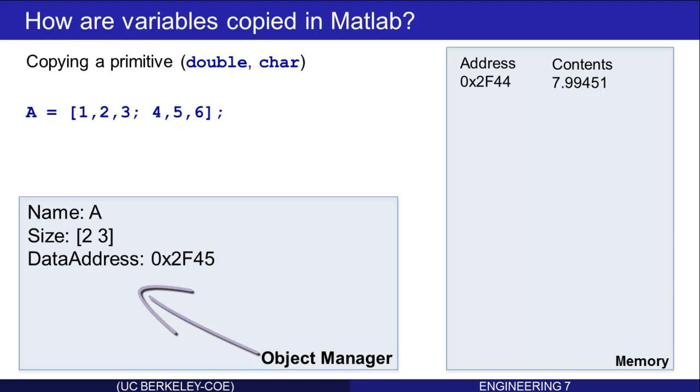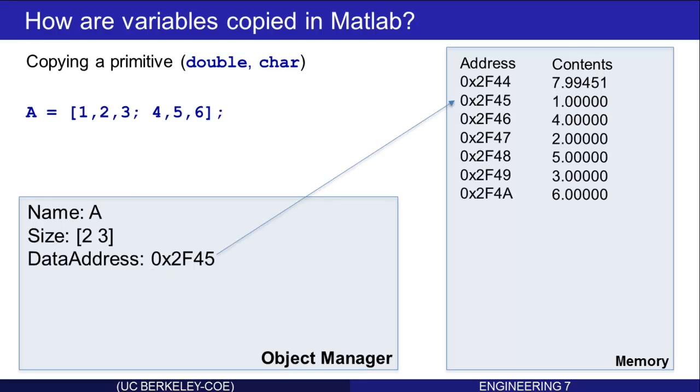Where is the data in A stored? In this instance, A is stored at location 2F45. There's 6 elements of A, and they're stored contiguously using linear ordering, as we learned about earlier. So 1 is the first element, 4 is the second, 2, 5, 3, and 6.